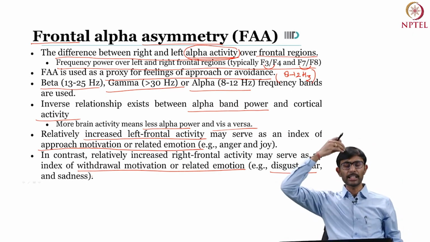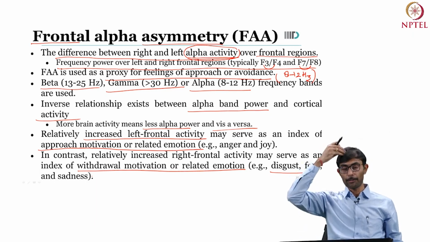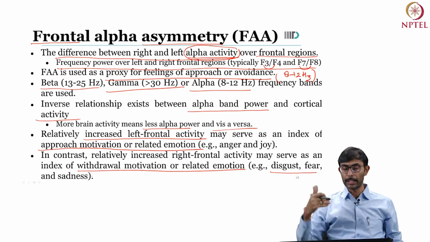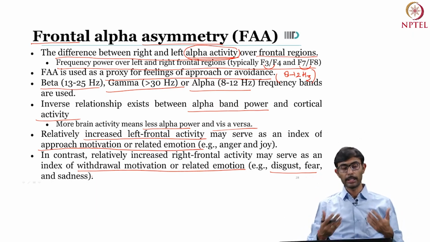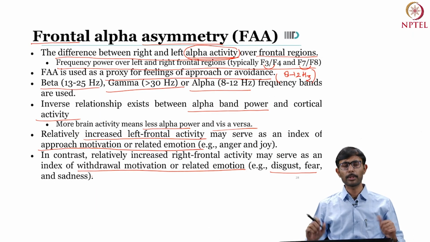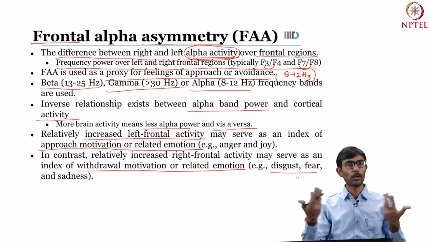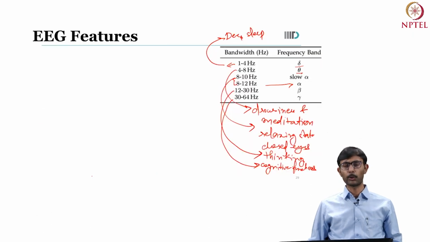And when we have increased right frontal activity, meaning you have less alpha power in either F4 or F8, then it means that you are experiencing a negative emotion, which is an indicator of the withdrawal motivation, for example disgust, fear or sadness, right? So this is a very important feature that you may want to look at, and it turns out that it has been very commonly used in trying to understand whether you are liking something or disliking something, right? And it is quite easy to calculate.